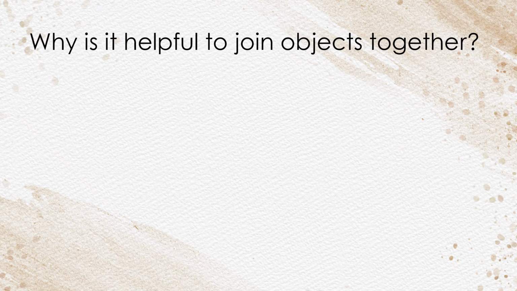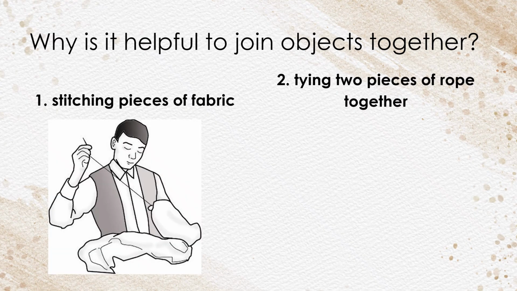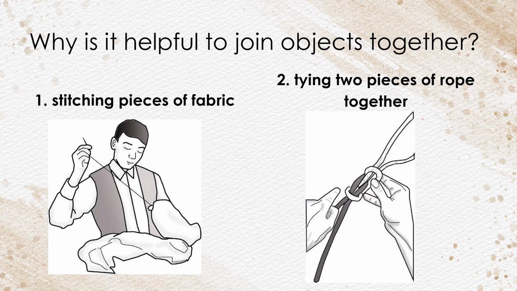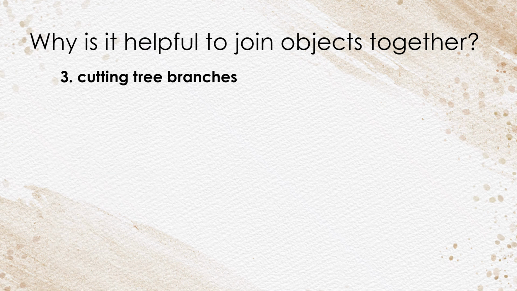Good job, kids! Why is it helpful to join objects together? Number 1. Stitching pieces of fabric. 2. Tying 2 pieces of rope together. 3. Cutting 3 branches.